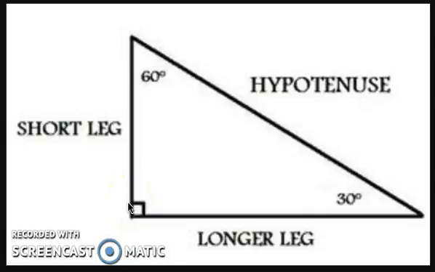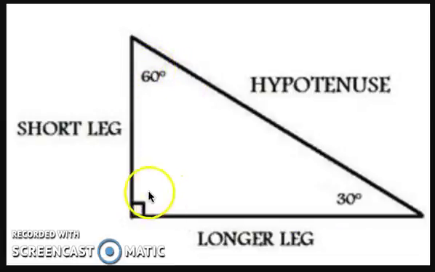Again, what do I mean by opposite? If you look at the 30-degree angle, there are two rays that make it up. I'm tracing over them right now. The short leg is opposite it because it's the one side that isn't a ray in that angle. Similarly, the longer leg is always opposite the 60-degree angle. Longer leg always opposite the 60-degree angle.